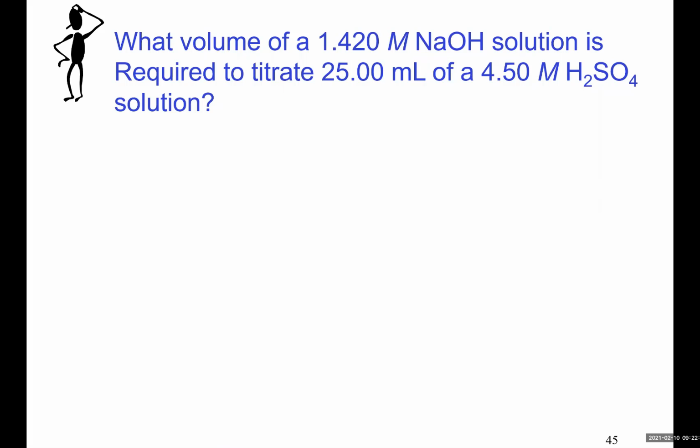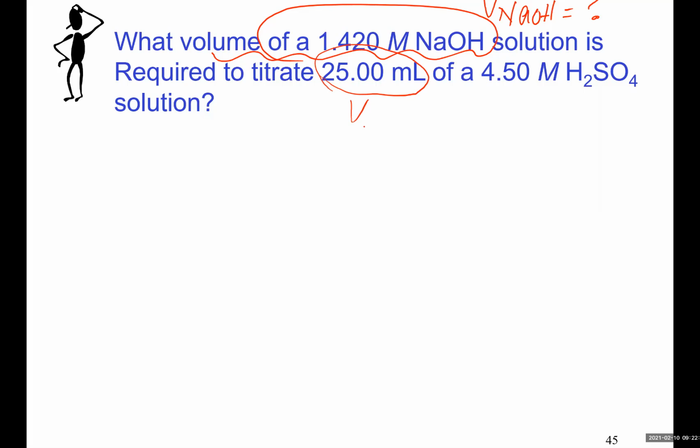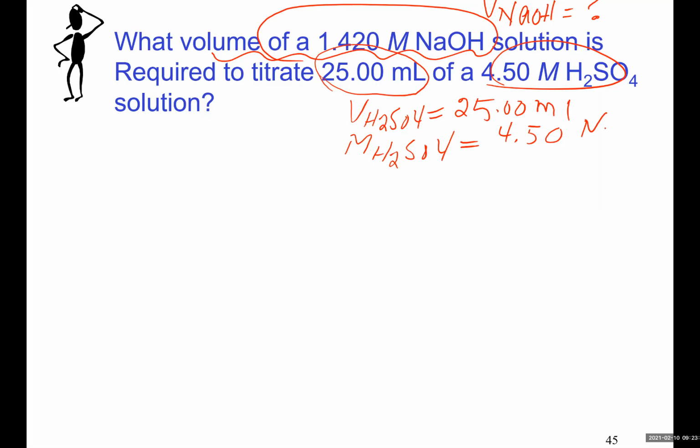So let's do a problem, a titration problem. Of course, you remember this is a review of what you have seen in Chem 2A. We're asking you what volume of NaOH, which is unknown, is required to titrate 25 mL of the acid. So can I say the volume of H2SO4 is 25 milliliters, and the concentration of H2SO4 is 4.50 moles per liter. And on the NaOH side, you know the concentration of NaOH is 1.420. So we're asking you the volume of NaOH.